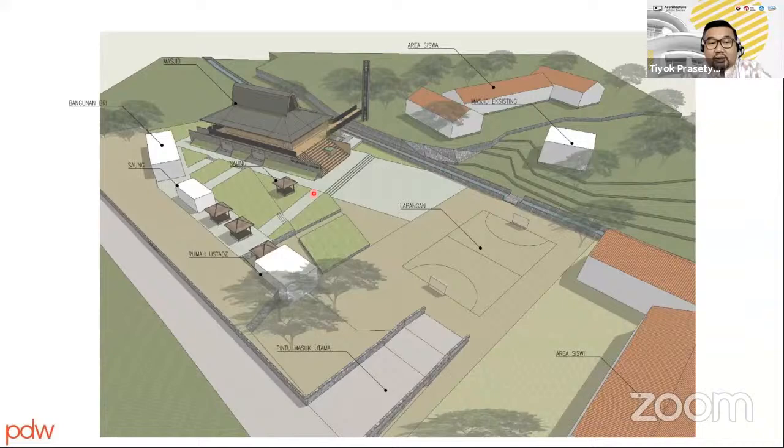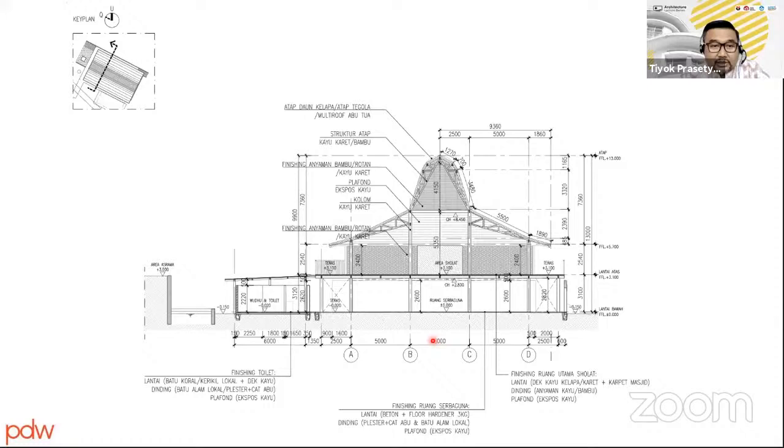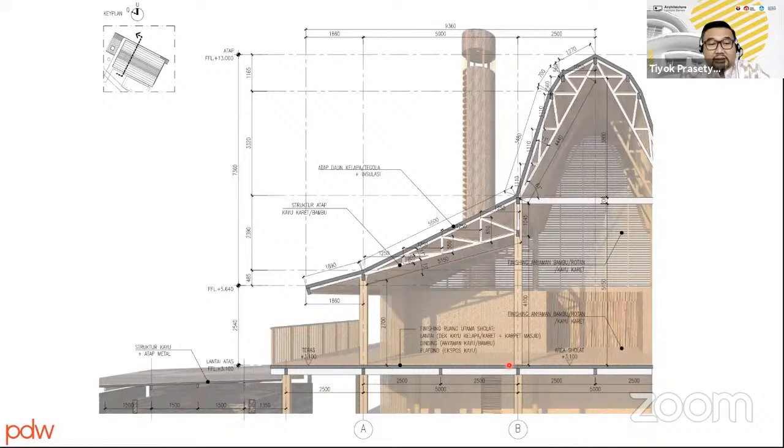This is the, sorry, the main mosque will be on the second floor, and the first floor can be a multifunction room, and also, for a big prayer, for gender separation, the upper side will be male and the lower side will be female. All is based on traditional building shape.